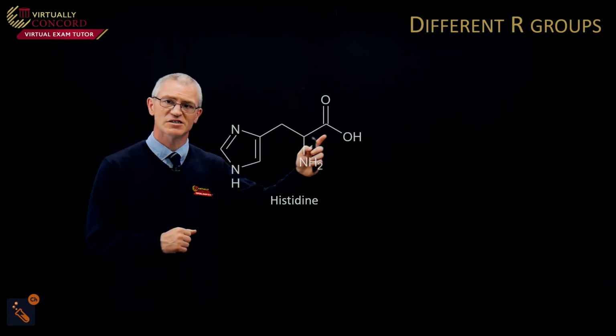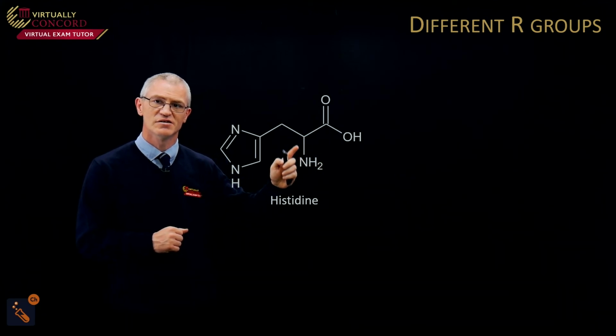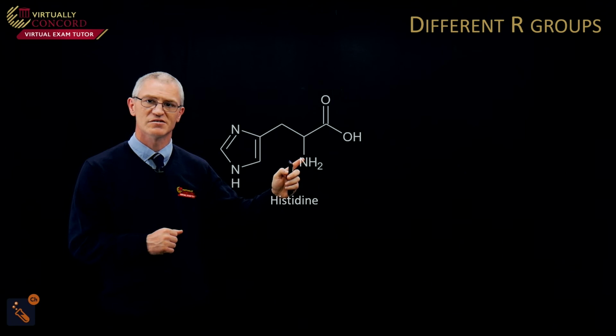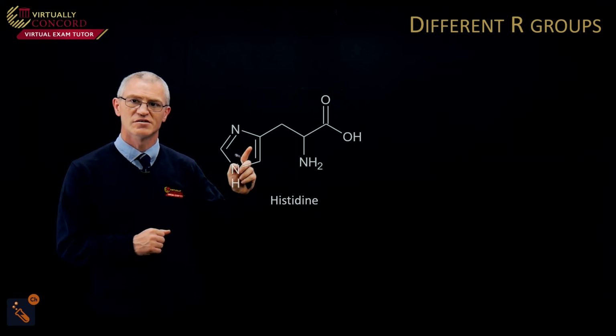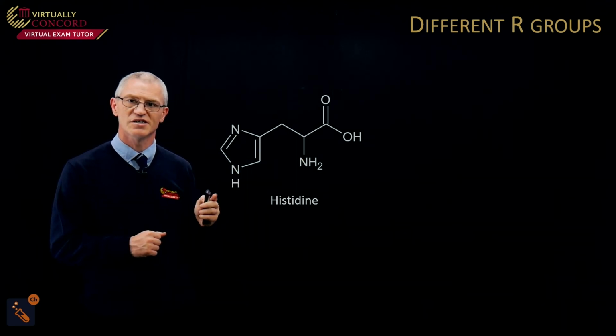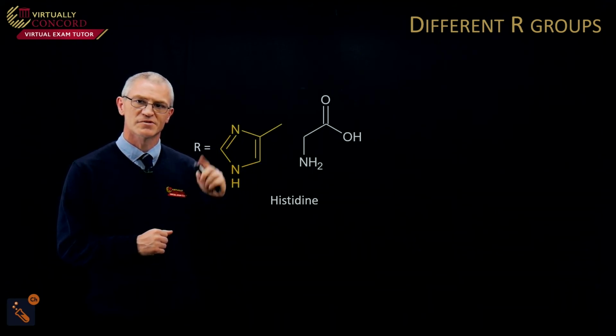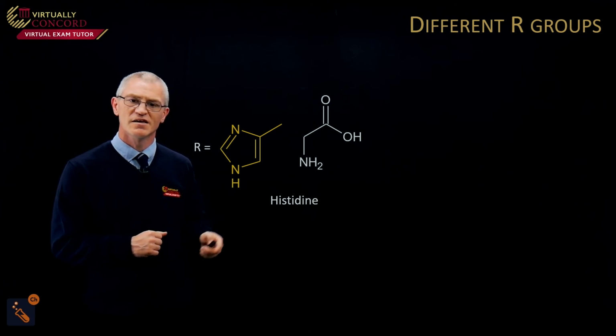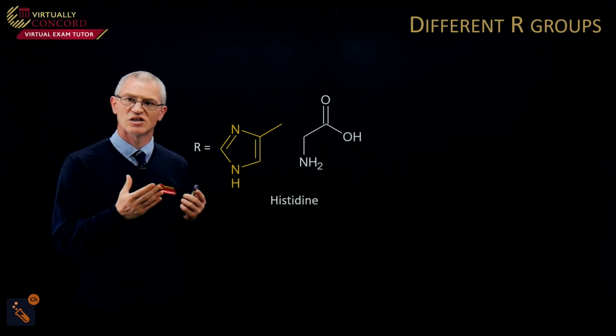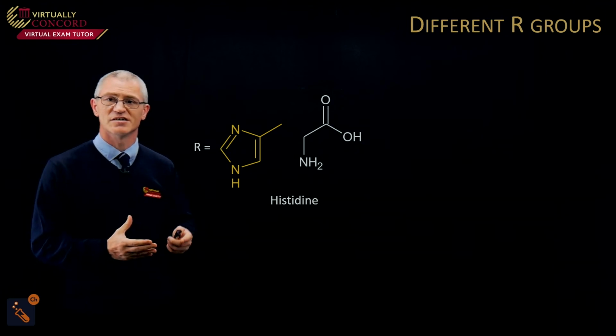All we have to do is look for the amino acid. The amino acid is here. This is our central carbon. So this part here is our amino acid, which means all of this part is our R group. So let's just break that bond there. Okay, and our R group would be this.